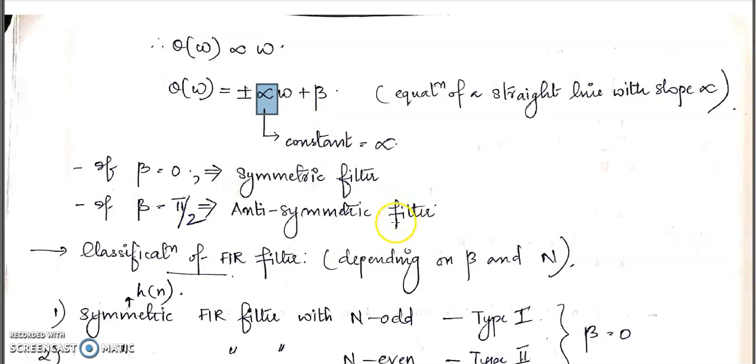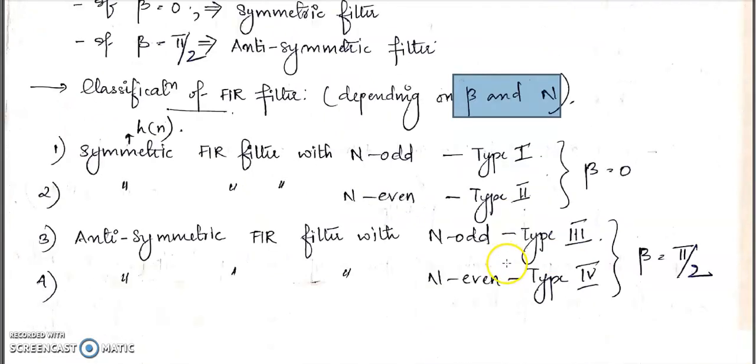Next we can move on to the classification of FIR filter based on the value of beta and capital N. N is the length of the filter, or number of filter coefficients. And beta has two values. If it is 0, we can say it is a symmetric filter. If beta is equal to pi by 2, we can say it is an anti-symmetric filter. So based on beta and N, we can categorize the FIR filter into 4.